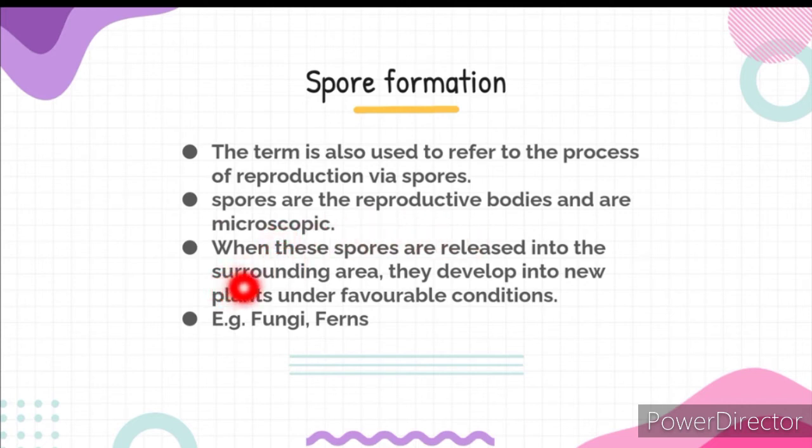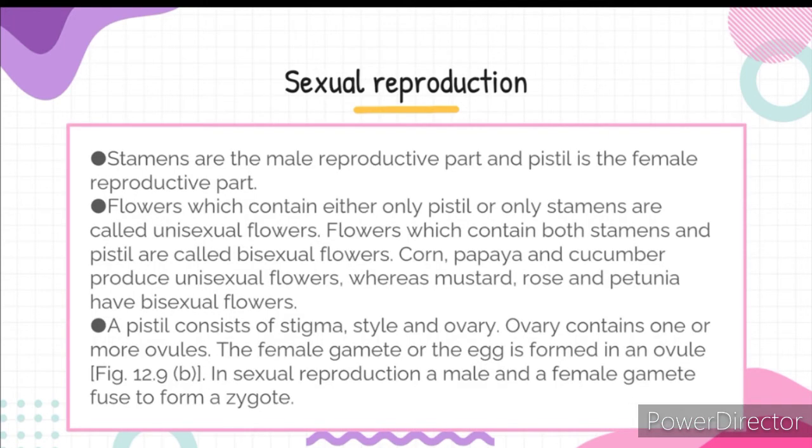Now, spores are the reproductive bodies and they are microscopic, which means you cannot see them with your eyes. What is going to happen is, when the spores are released into the surrounding area, they develop into plants under favorable conditions. When they are released, they are going to develop into new plants, if there are favorable conditions that they need. For example, fungi and ferns use the same process.